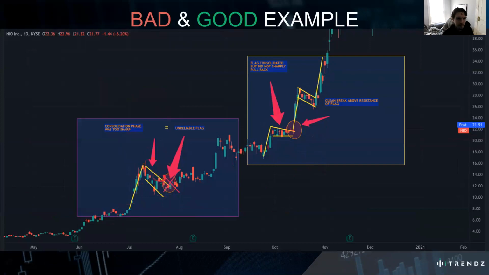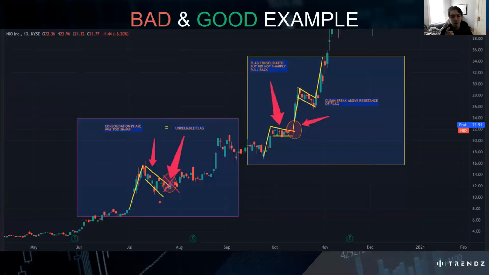So let's look at this bad example on the left, right? We have this really nice extension. Don't get me wrong, really nice extension. However, our flag pullback, although it's got a really easily identifiable, okay, this is resistance, this is support, that flag is too sharp for me.